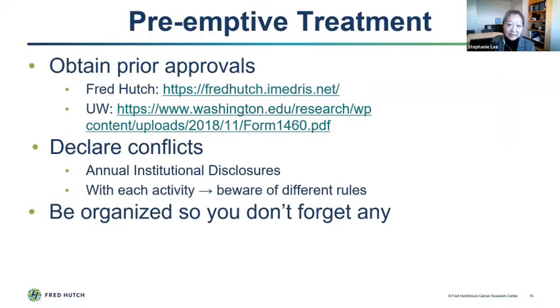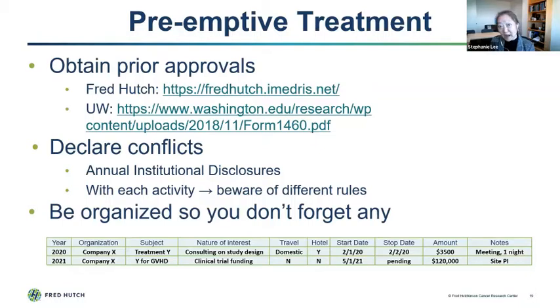And so I would suggest that as part of preemptive treatment, you're organized so that you don't forget any and you have all this information readily available to you in all different ways when you need it. And so this is just how I keep my spreadsheet. I have the year, I have the organization, the subject, the nature of the interest, whether or not travel was involved, whether or not hotel stay was involved, my start date, my stop date, the amount, and any notes. And it sometimes is important the number of nights that you spend away on something.